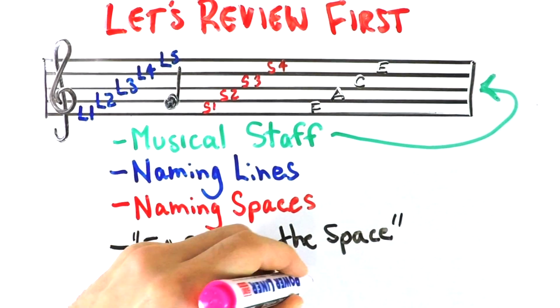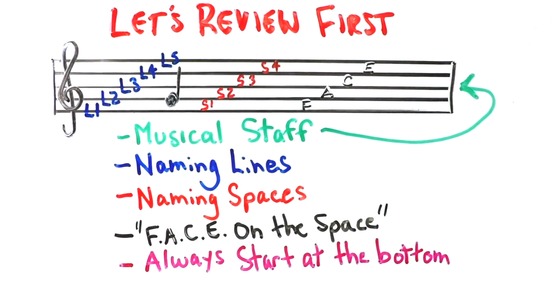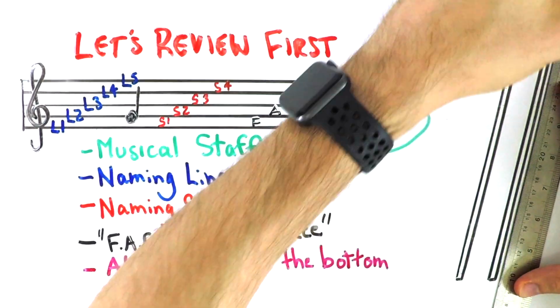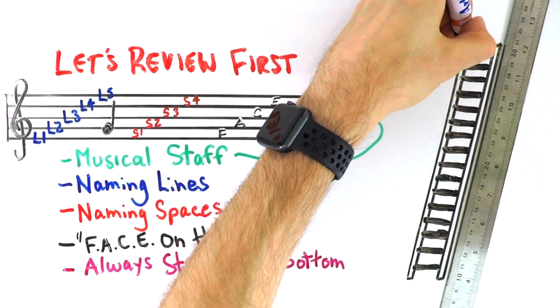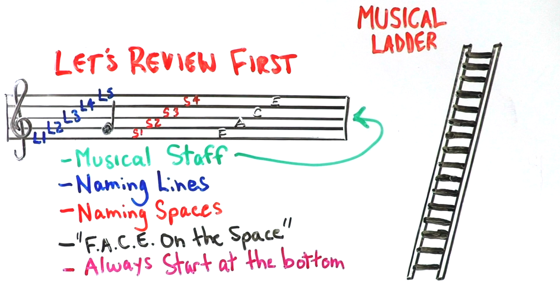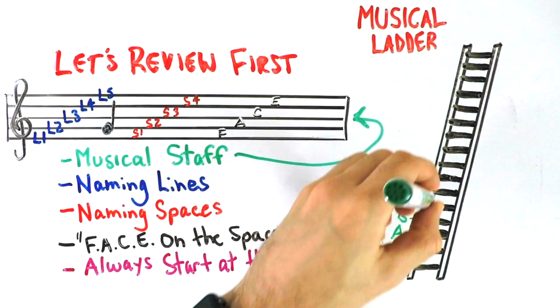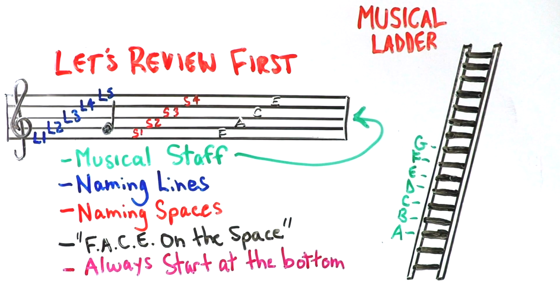And for all of these tricks, we would always start at the bottom, just like we were climbing up a ladder. And remember, I talked about my musical ladder, where you wouldn't be able to jump up to the top, then climb down. You would always start climbing your ladder from the bottom. And I'm gonna put the note names on that musical ladder too, just to kind of give us a little reference for what we're doing for this challenge here.